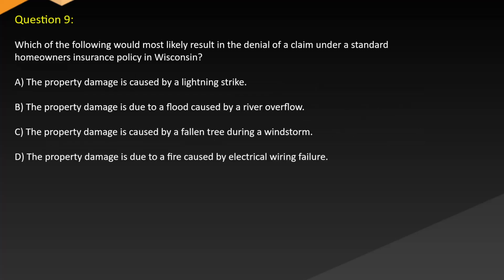Question 9. Which of the following would most likely result in the denial of a claim under a standard homeowners insurance policy in Wisconsin? A. The property damage is caused by a lightning strike. B. The property damage is due to a flood caused by a river overflow. C. The property damage is caused by a fallen tree during a windstorm. D. The property damage is due to a fire caused by electrical wiring failure.